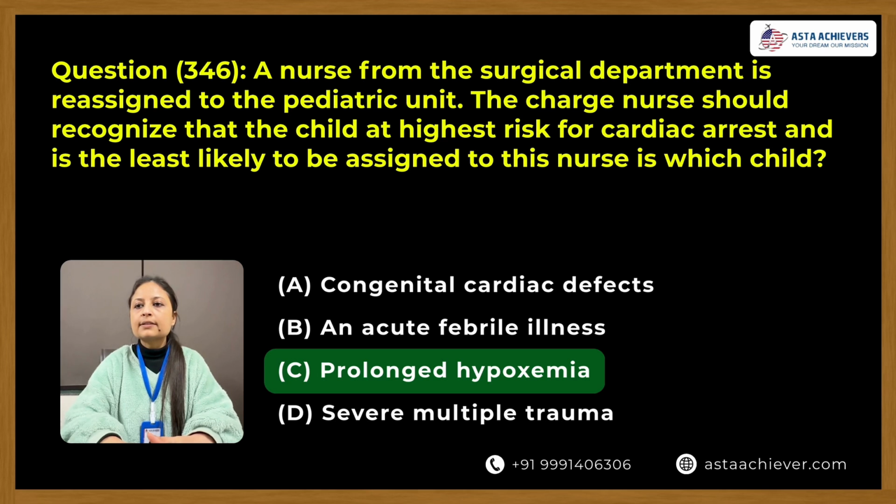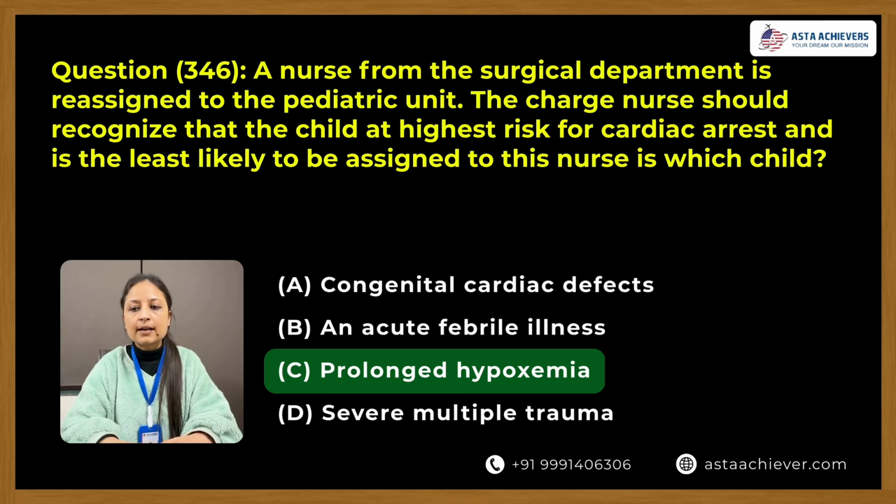Question number 346. A nurse from the surgical department is reassigned to the pediatric unit. The charge nurse should recognize that the child at the highest risk for cardiac arrest is the least likely to be assigned to this nurse. Which child is it? So option A, congenital cardiac defect. Option B, an acute febrile illness. Option C, prolonged hypoxemia. And option D, severe multiple trauma. So option C, prolonged hypoxemia is the correct answer, because most often the cause of cardiac arrest in the pediatric population is prolonged hypoxemia, and children usually have both cardiac and respiratory arrest.